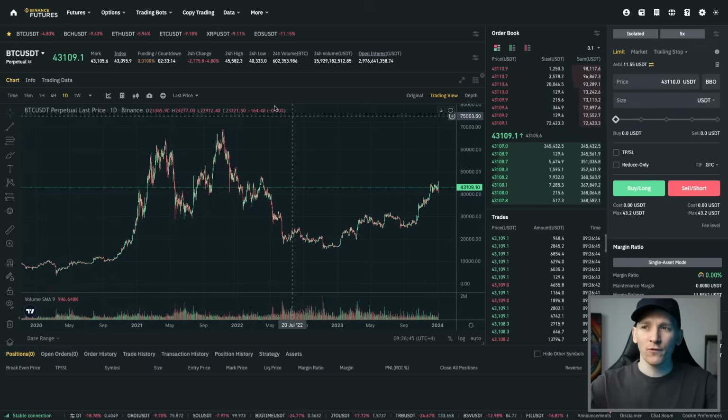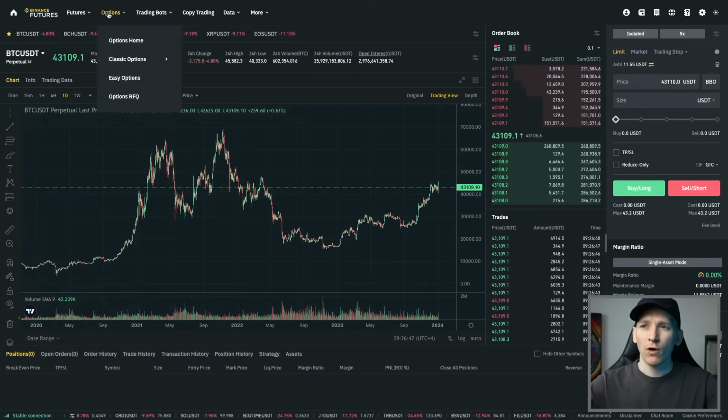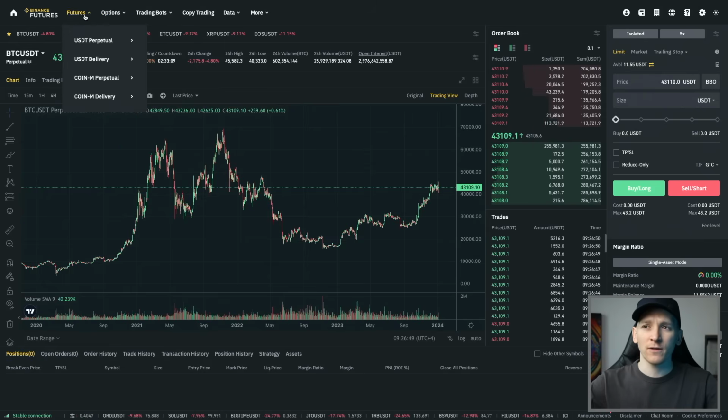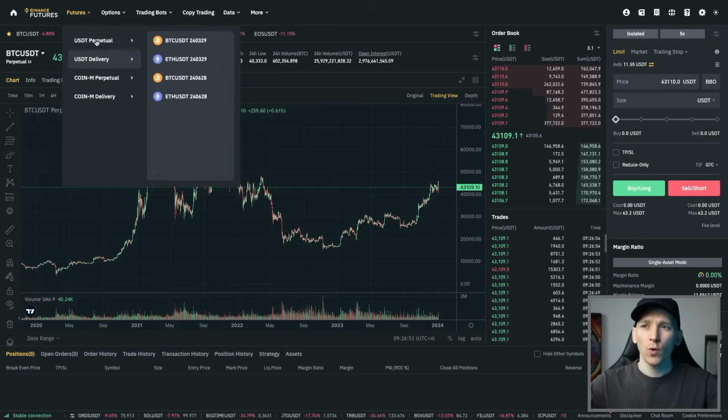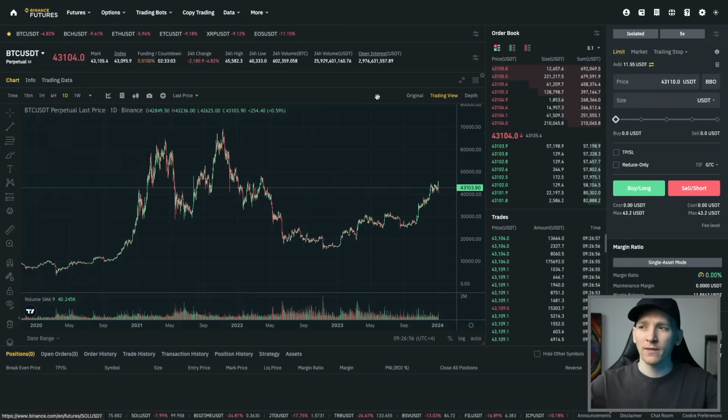But when we come to Binance futures, you can come up to the top of your screen and there should be a futures tab here. So you can just click on futures and then you want to click on the trading screen. So USDT perpetual right here. If you click that, it'll take you through to this screen. So this screen is how we trade futures.